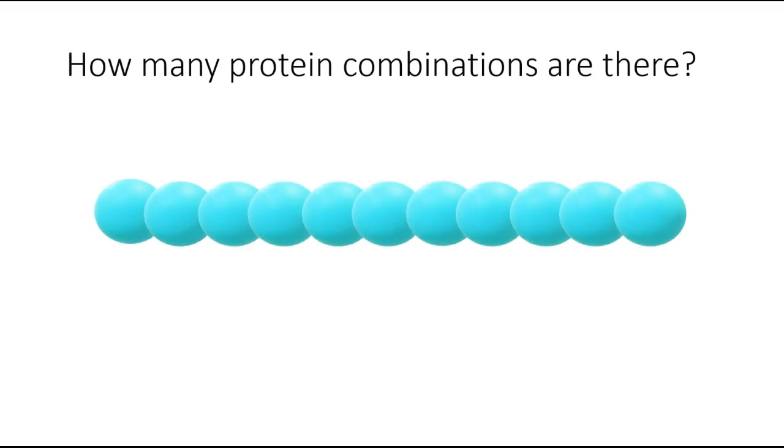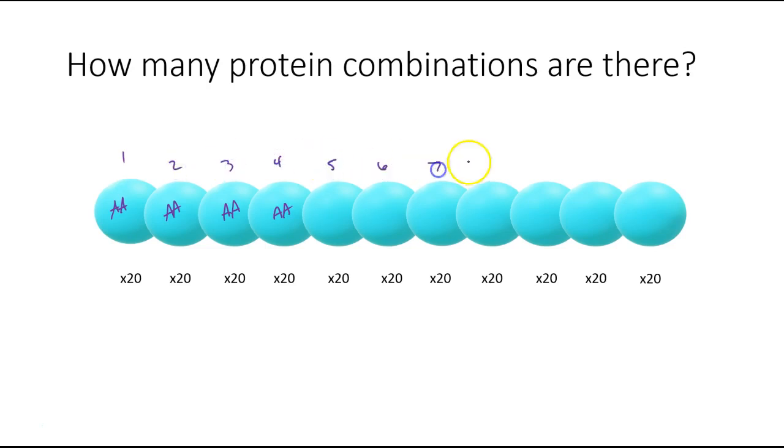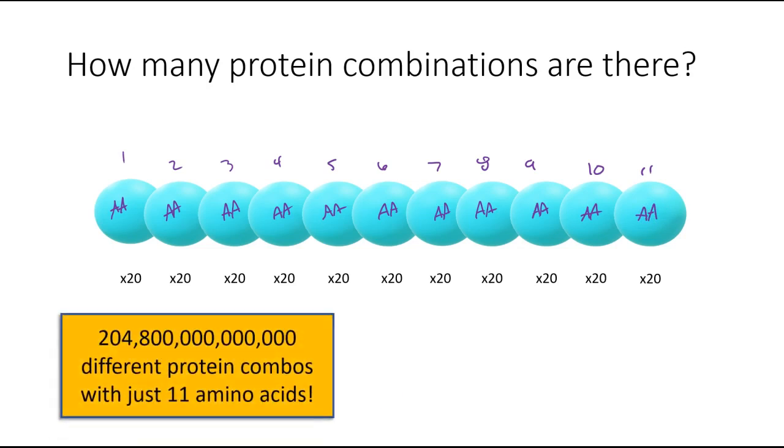If we look at how many possible combinations there are from a potential number of amino acids, we can see very quickly that this number is going to get huge. Every single one of these is an amino acid, and so on. Let's just say this is place number 1, 2, 3, 4, 5, 6, 7, 8, 9, 10, and 11. If we have a protein here that is 11 amino acids long, and every amino acid location has the potential of having 20 different options, you can see really quickly that the number of different protein combinations is almost infinite.